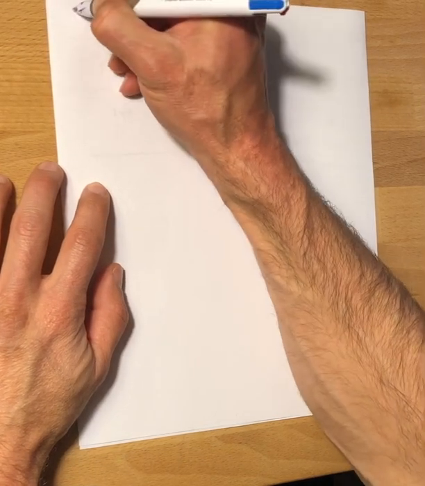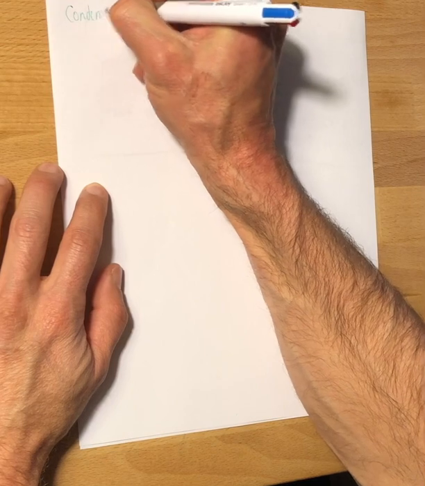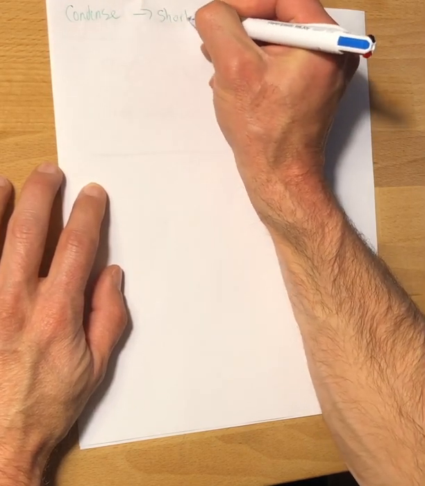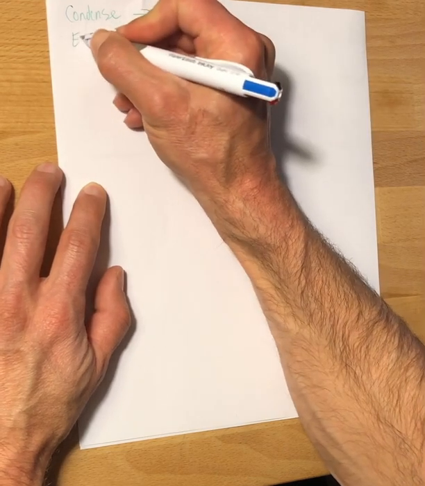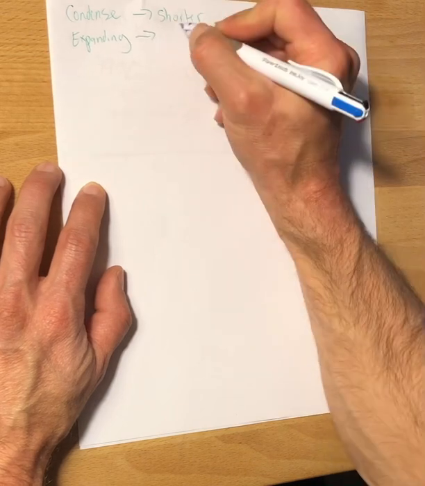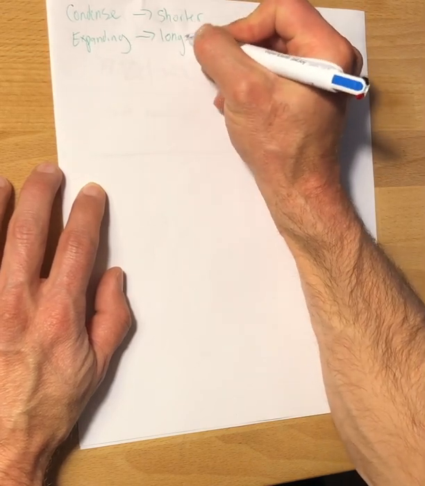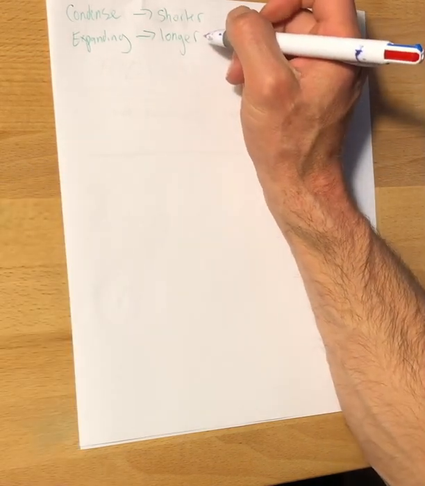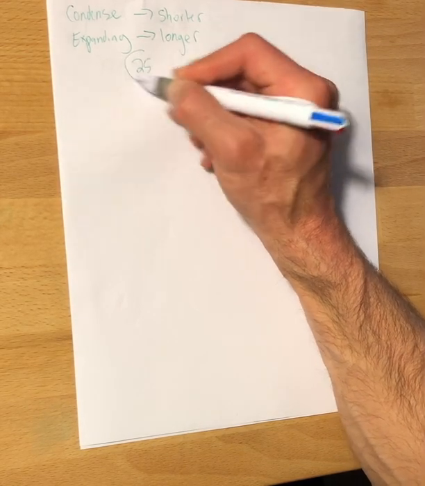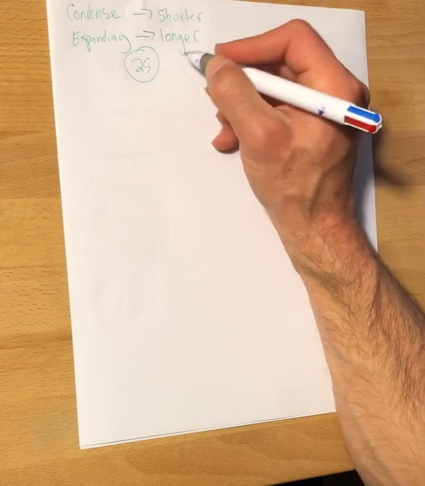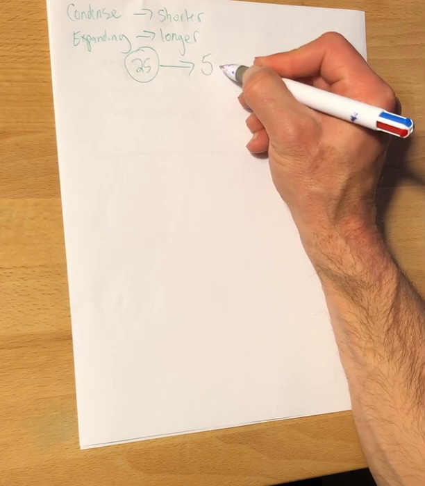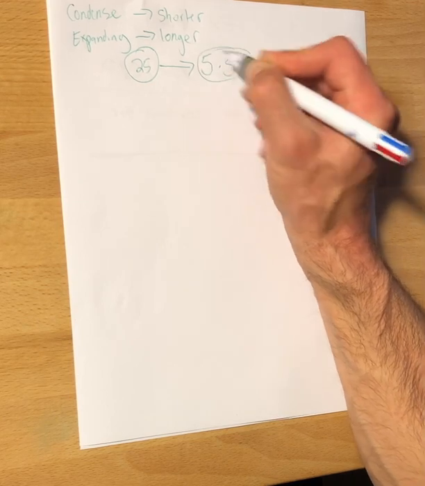Condensing is making something shorter. Think of it like this. Expanding is making it longer. For example, if we say we have number 25, this is a condensed version. If we wanted to expand 25, we could say 5 times 5. This would be an expansion.